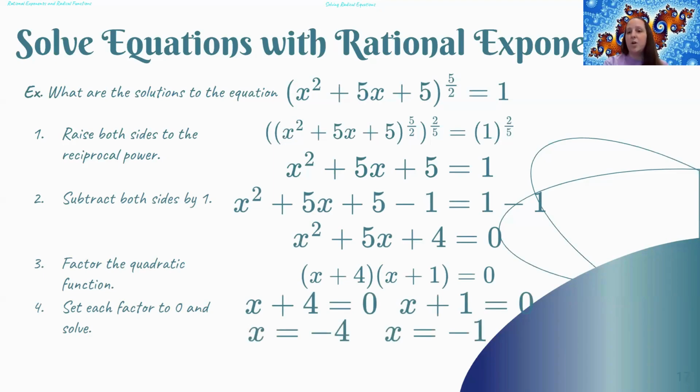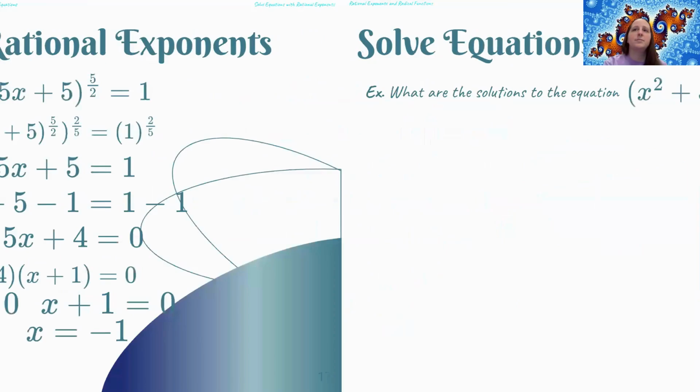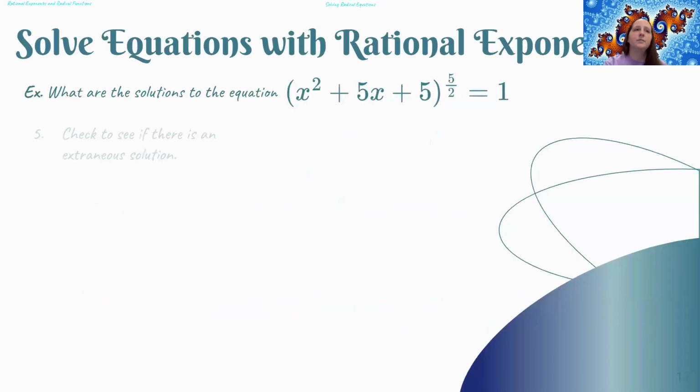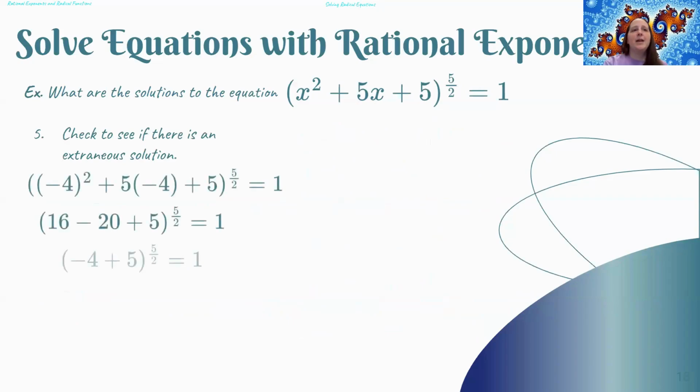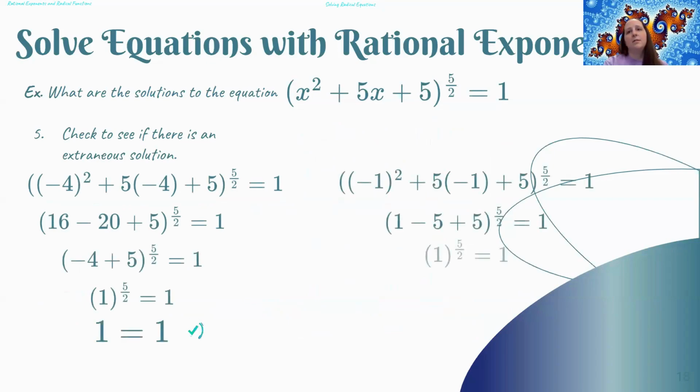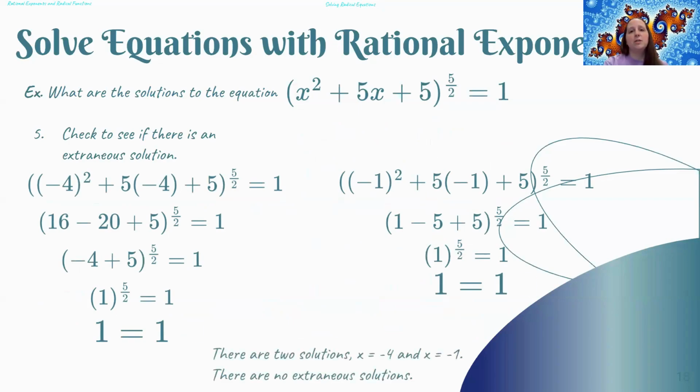Of course, double check, go back, make sure that both of these are actually solutions and we don't have any extraneous solutions. So if I put -4 in, I do get 1 equals 1. And if I put -1 in, I do get 1 equals 1. So these are both solutions, -4 and -1. Okay, so there are no extraneous solutions in this case.